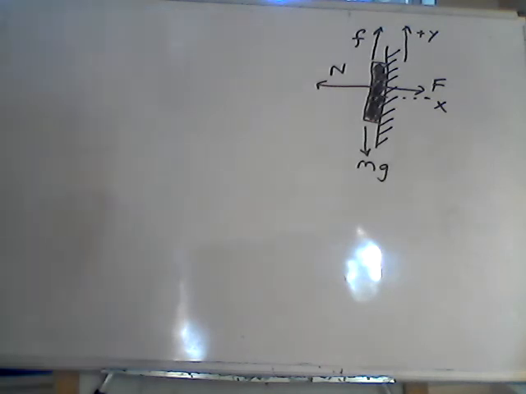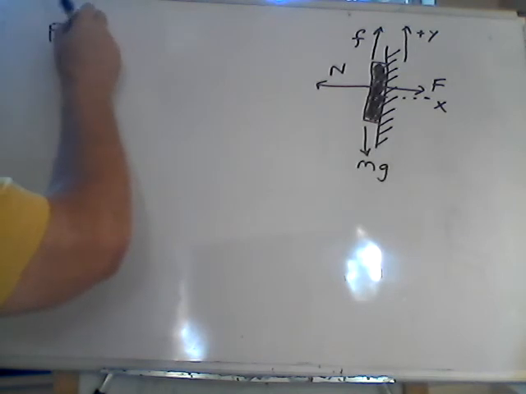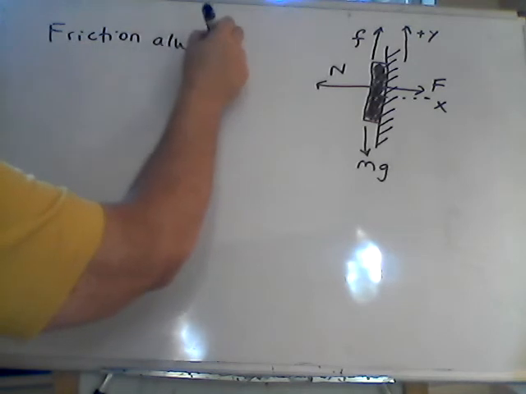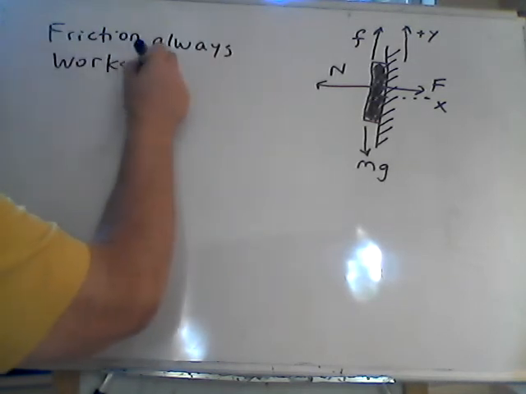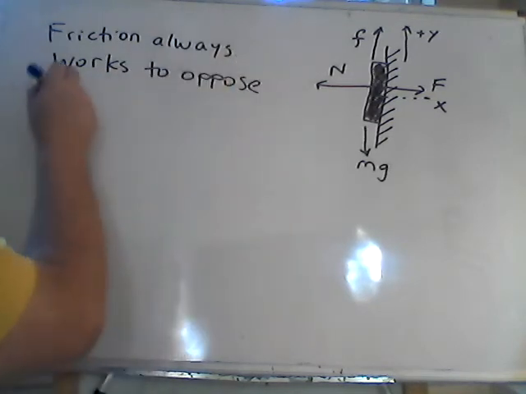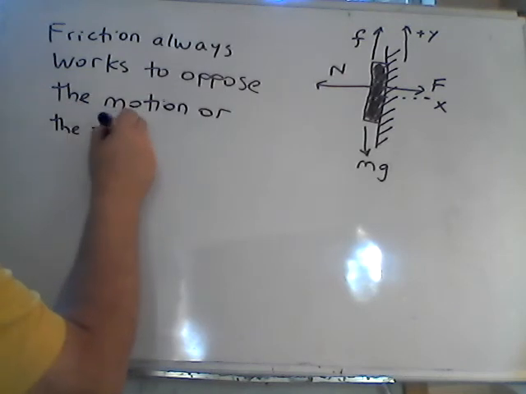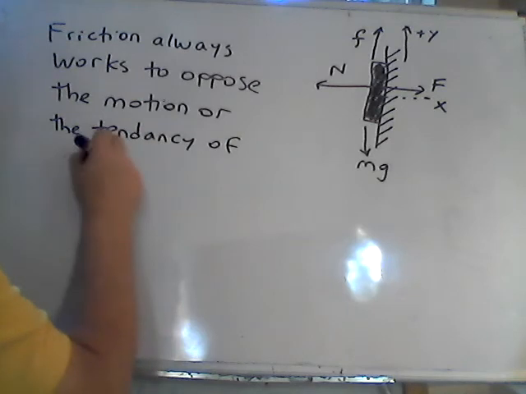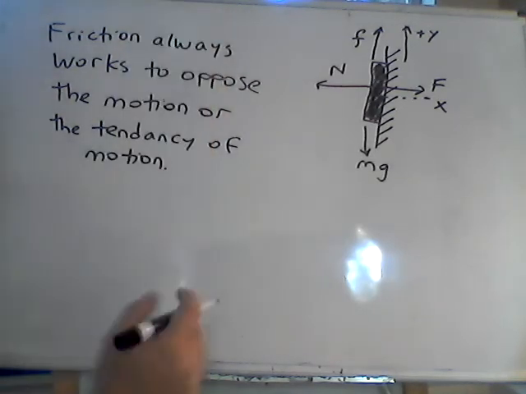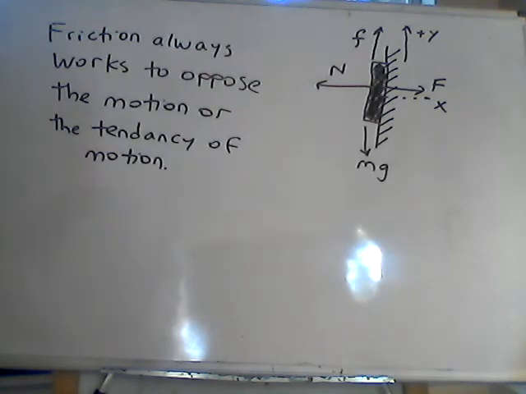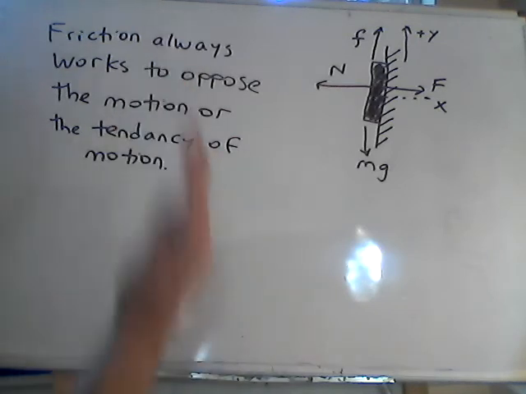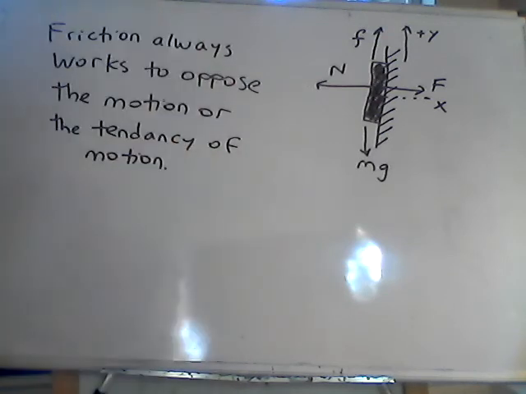And again, friction always works to oppose the motion or the tendency of motion. Where would the motion go if left to its own devices? Well, it'd go straight down and hit the floor, right? It's not going straight down, but it would if left to its own devices. So whatever the tendency of motion would be, free fall, friction is going to oppose that. That's why the f is pointed up like that.